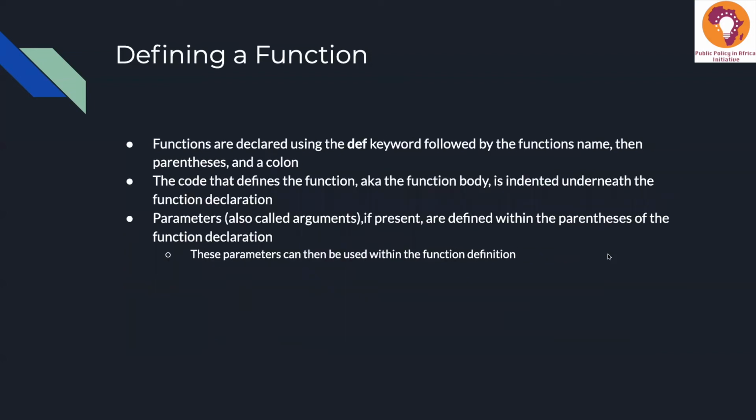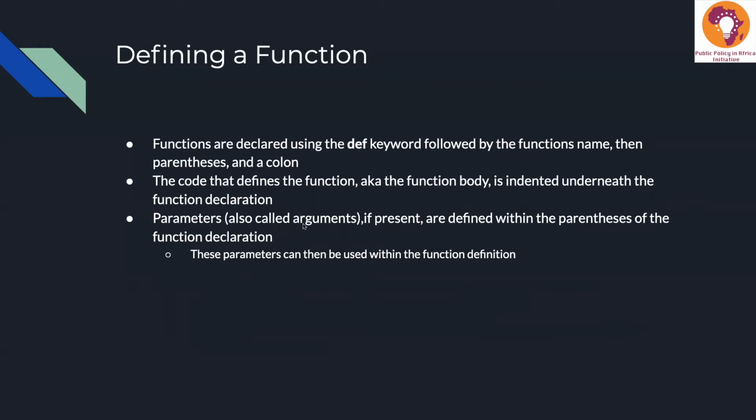All right, so defining a function. Functions are declared using the def keyword, followed by the function's name, then parentheses, and a colon. The code that defines the function, aka the function body, is indented underneath the function declaration, kind of like how we've seen with for loops and if statements. The body of that for loop or if statement is indented underneath it. Same thing goes for a function. You want to make sure that you indent the body of the code that's going to be part of the function underneath the function declaration.